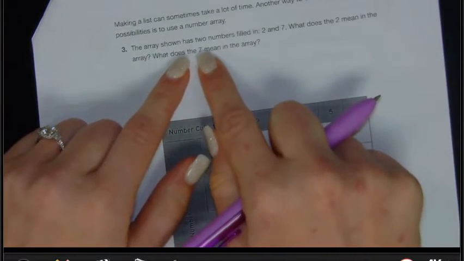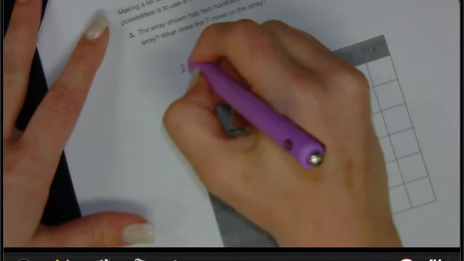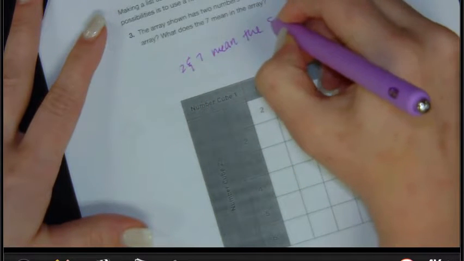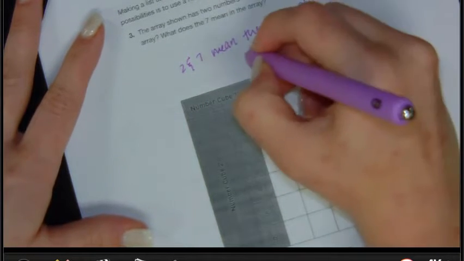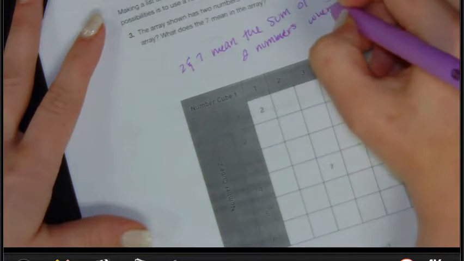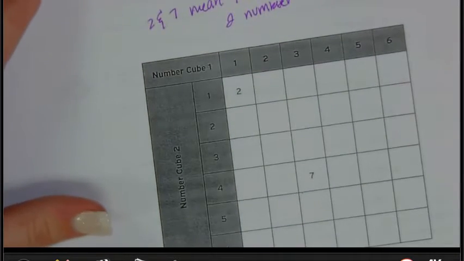A number array looks very similar to our multiplication chart, where I fill in all the information. Number 3 is saying I have the array shown, and it's already filled in number 2 and number 7 for me. I want to know, what do the 2 and 7 mean in words? Well, the 2 looks like it's 1 and 1, which is 2. Well, 3 and 4, which is 7. That tells me I'm adding these two. So in my number array, 2 and 7 mean the sum of my two numbers when rolled, the sum of both of my numbers.